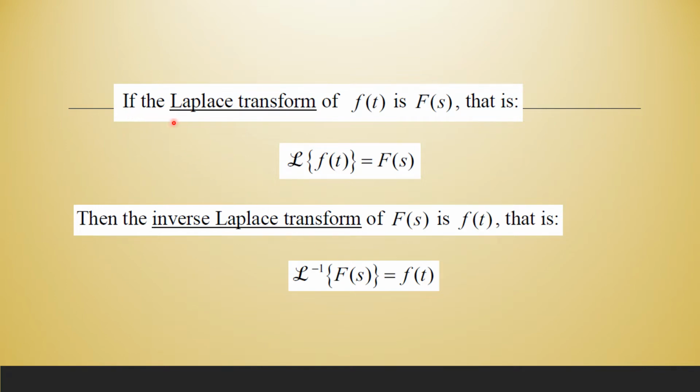If the Laplace transform of f(t) is F(s), this is how we write it: capital letter L, and inside the square bracket, we write f(t). So the Laplace transform of f(t) is equal to F(s). Then the inverse Laplace transform of F(s) is f(t). So this is how we write the inverse Laplace transform.